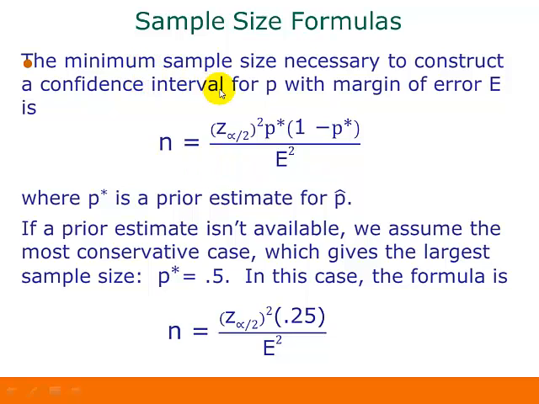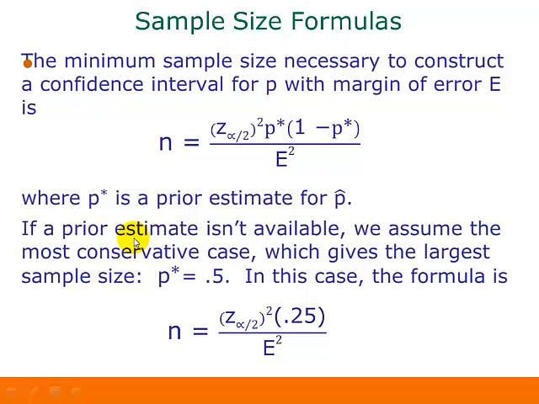So our minimum sample size necessary to construct a confidence interval for p with a margin of error e is this one. We take our critical value and square it times p star times 1 minus p star divided by e squared. And this is where p star is a prior estimate for our sample proportion. In other words, if there was a prior study done, if we have some kind of way of estimating what our sample proportion might turn out to be, then we would use it in here.